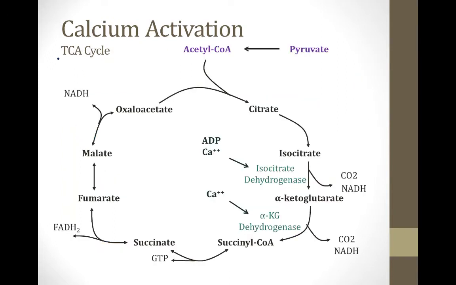Here's a slide from our module on the TCA cycle, and what I want to show you here is that calcium can activate isocitrate dehydrogenase. It can also activate alpha-ketoglutarate dehydrogenase, and both of these effects will speed up the TCA cycle inside of exercising muscles.